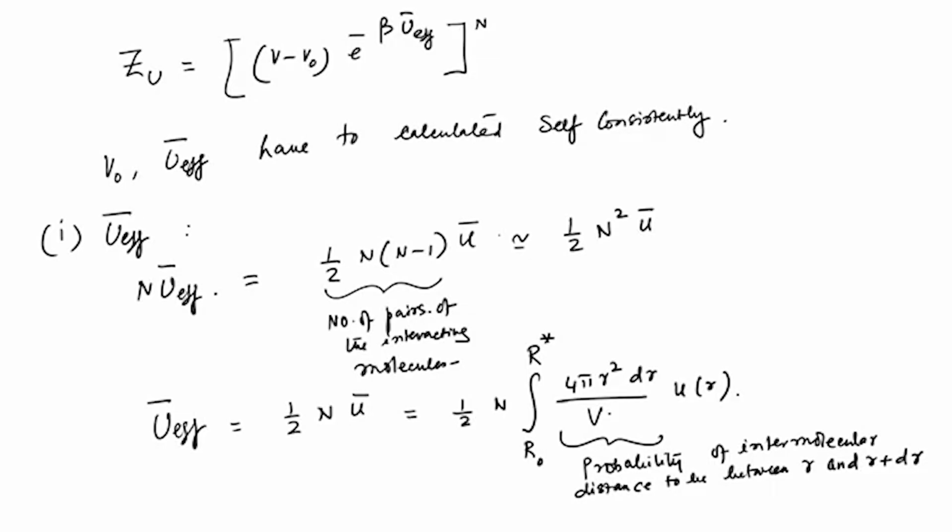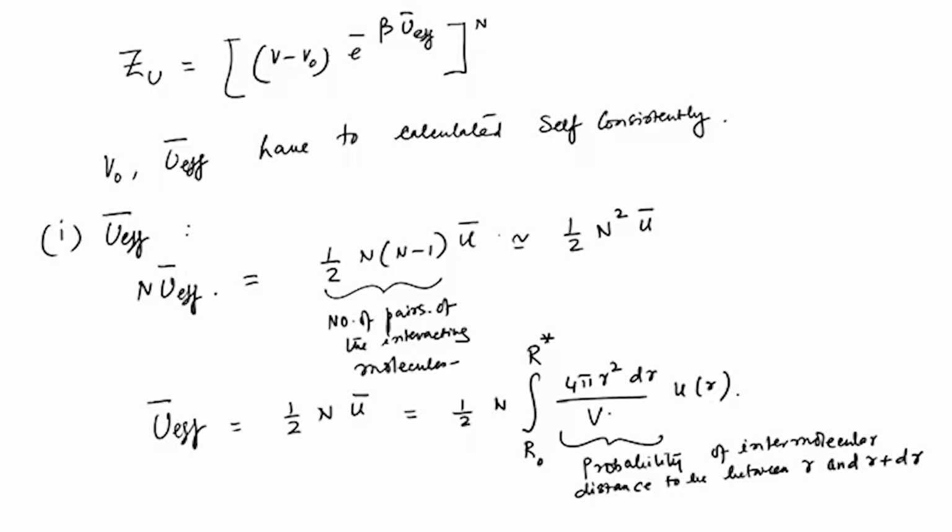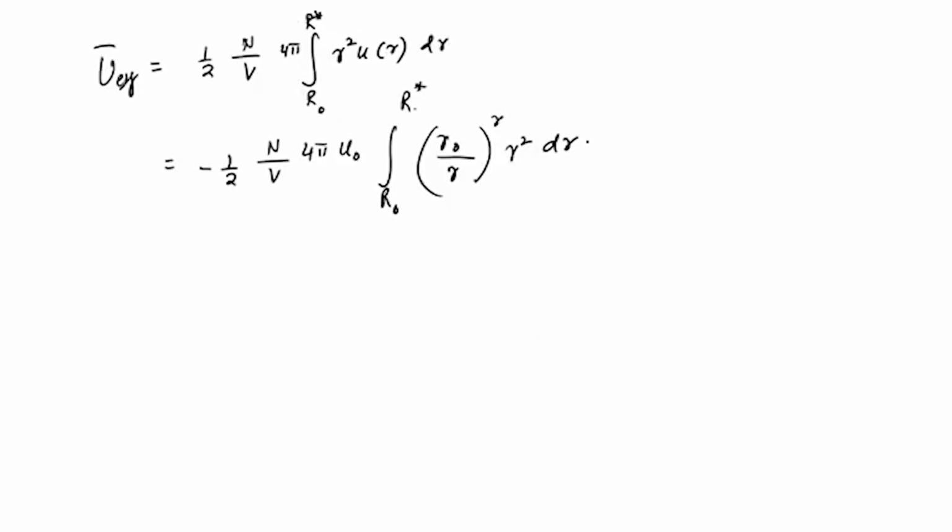R 0 is basically the range below which the potential has an infinite discontinuity, a repulsive discontinuity, that is, it goes to plus infinity, and for r greater than that it goes to a small negative term at large R.